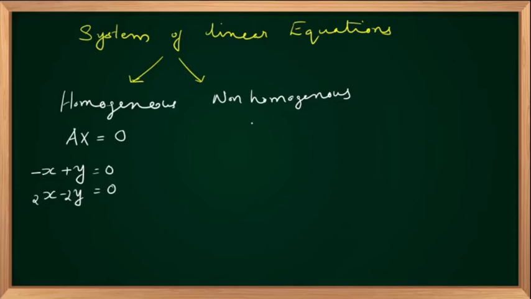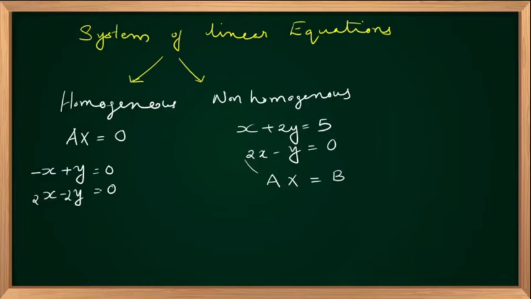Now we'll take an example for the non-homogeneous case. Let us say x plus 2y equal to 5 and 2x minus y equal to 0. So this is a non-homogeneous case, because I have the equation of the form A times X is equal to a column vector B, right?